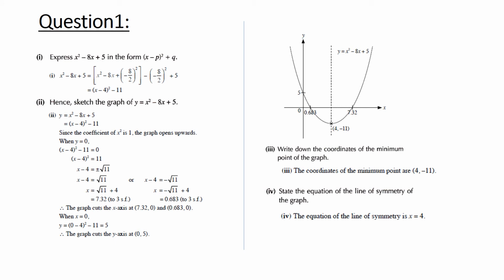Dear students, let us take a question now. Express x square minus 8x plus 5 in the form (x minus p) whole square plus q. Remember, in order to express it in the required form, we need to make a complete square by adding and subtracting the square of half of the coefficient of x. By doing so, we will get (x minus 4) whole square minus 11, which is the required form.